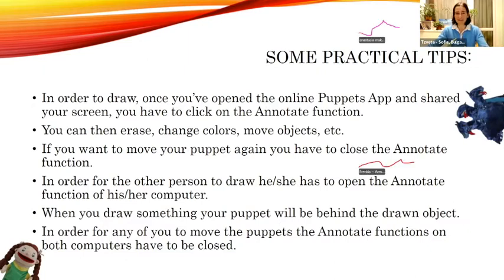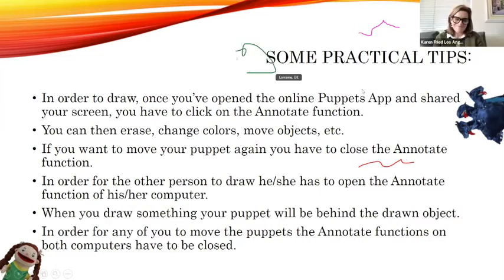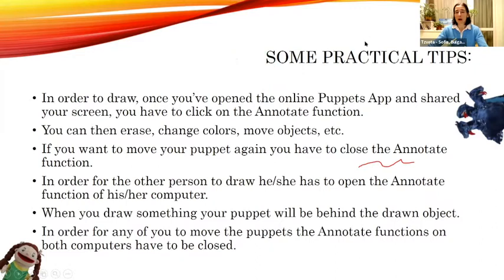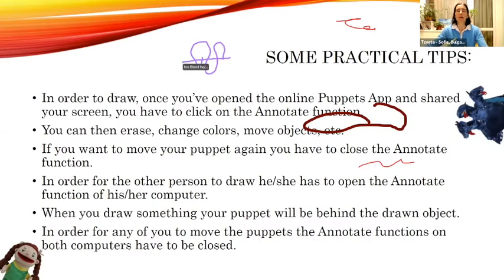You can erase. Yes, I see someone experimenting. Great. Exactly, that's how it goes. You can erase it. You can mark it and move it. So once you have drawn whatever you want to draw on the scene, if you want to move your puppet again, you have to close the annotate function. Only after that would you be able to move the puppet.